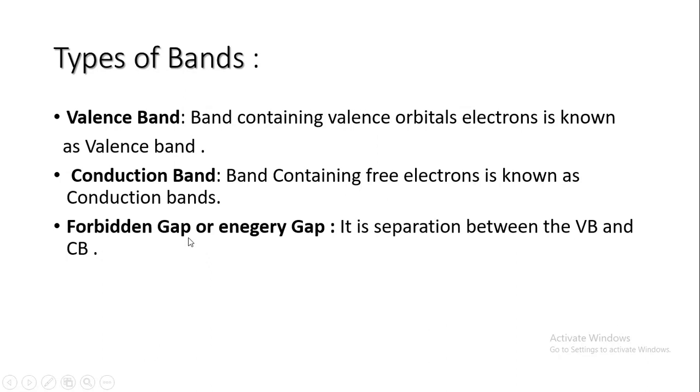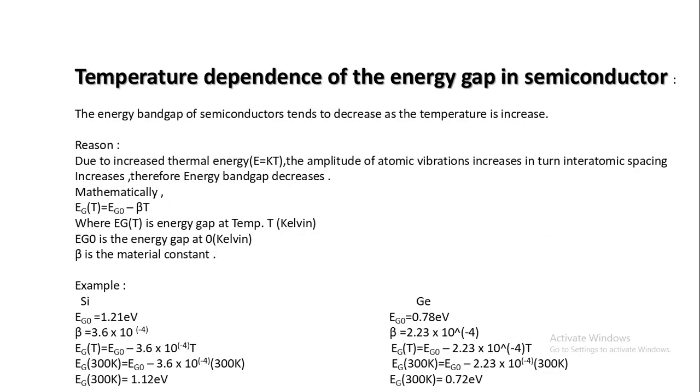And forbidden gap or energy gap means what? It is the separation between the valence band and the conduction band, right? So guys, this is one of the physical parameters in electronic devices. We will consider this parameter, because we do not have electricity or anything else at present. So we will consider temperature. With respect to temperature, we will always discuss the behavior of electronic devices, the behavior of any material.